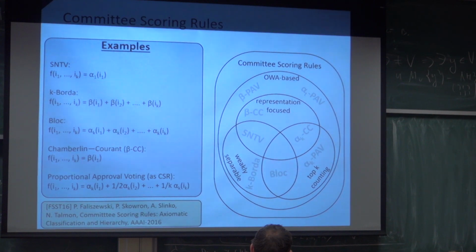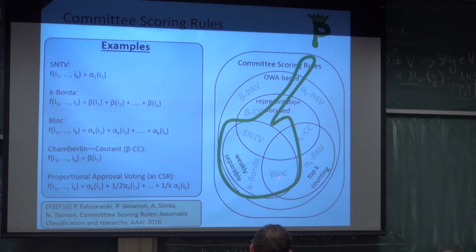So the problem, now the funny thing is that polynomial time computability is essentially only within the weakly separable class. So things like k-Borda. And there are some strange rules that sneak out even beyond OWA based. And aside from that, almost everything is NP-complete.